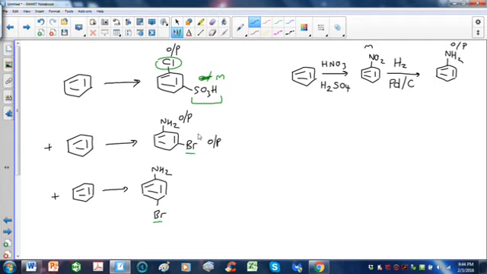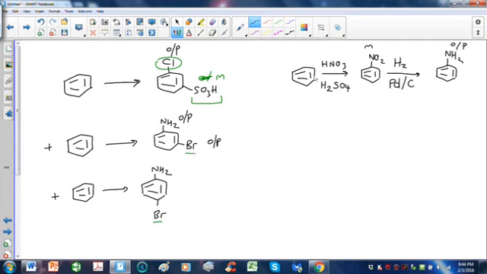So your question might be, well, hang on. If both my groups are ortho-para-directors, how can I possibly make this? Well, you're forgetting to take into account that the NH2 can't be put on directly. It has to be put on via the nitro group, which is a meta-director. So hopefully that may tell you what I have to do first: I have to find a way to get my two groups meta to each other.